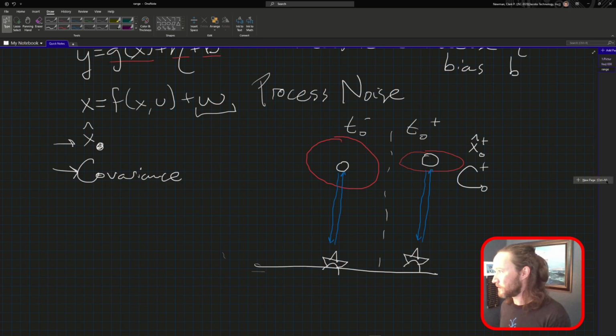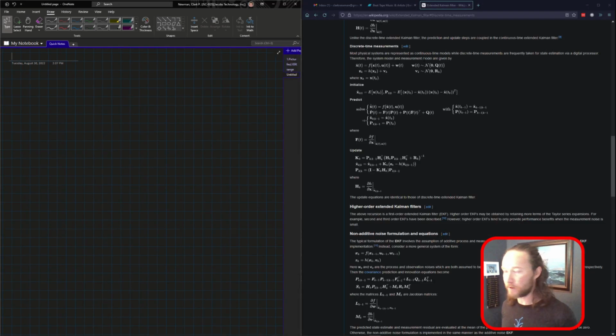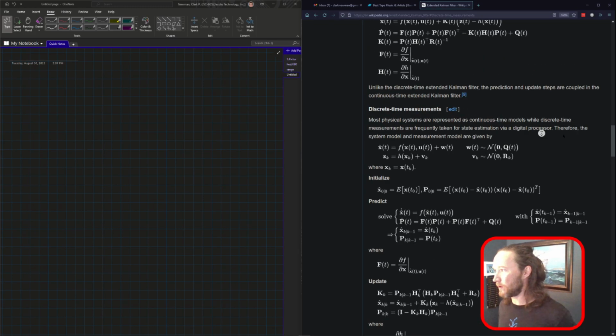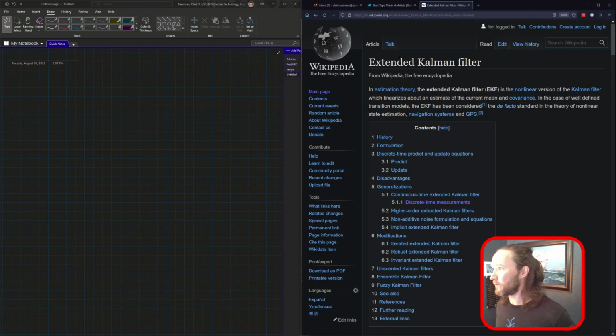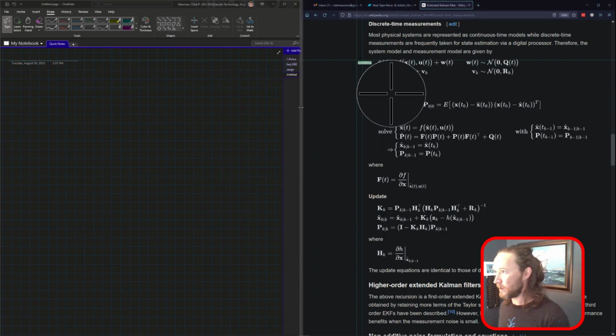So, next page. To make this a little easier, I'm going to go over to Wikipedia and go through these terms. What I'm looking at right now is the extended Kalman filter page from Wikipedia, and I'm going down to the continuous time, discrete time measurement extended Kalman filter. You may already recognize some of the things that we've seen. So what I'm going to do is grab this. Let's zoom in a little more.